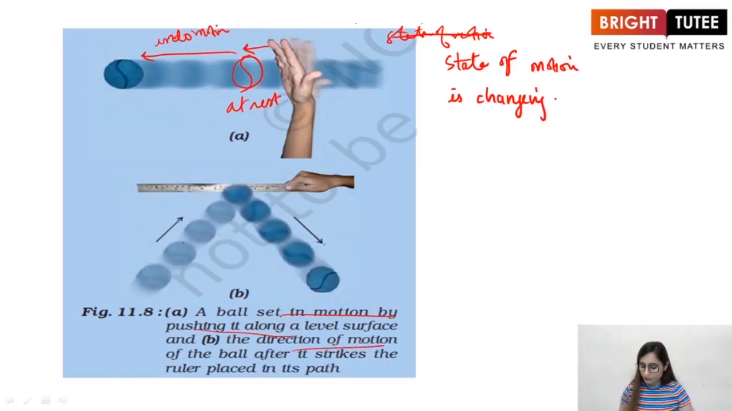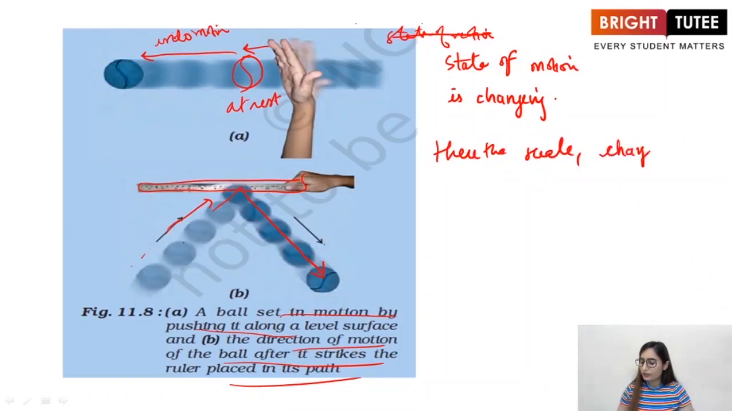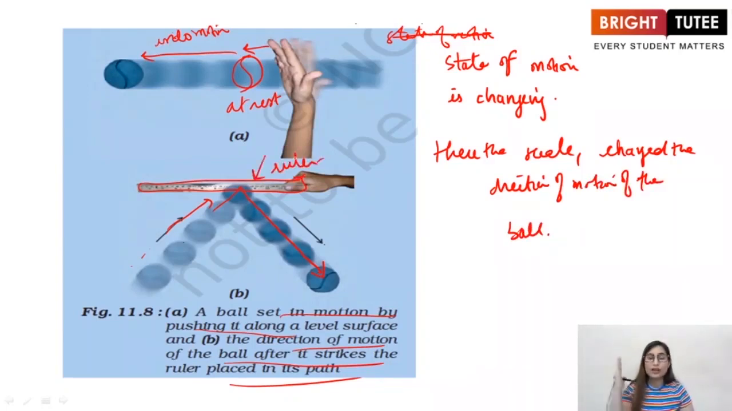Now in the second case, a ball is set in motion by pushing it along, and we observe the direction of the motion of the ball after it strikes the ruler in its path. The ball was moving, and it hit the ruler. You have held a scale in front of the ball, so the ball is deflected in another direction, right? Here the scale changed the direction of motion of the ball, right?